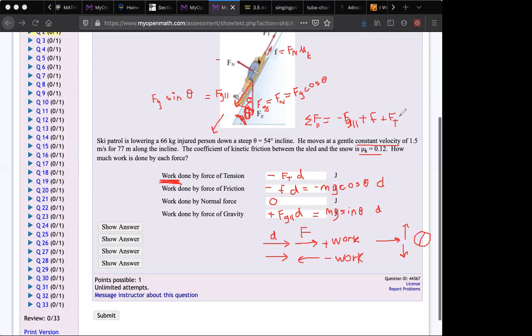And since we already know two of those forces, we can calculate the friction force and we can calculate FG parallel. We can plug those two forces in from here and from here and solve for the tension force. Once we know the tension force, then we can plug it in here and multiply by the distance and be done with the work done by the force of tension.